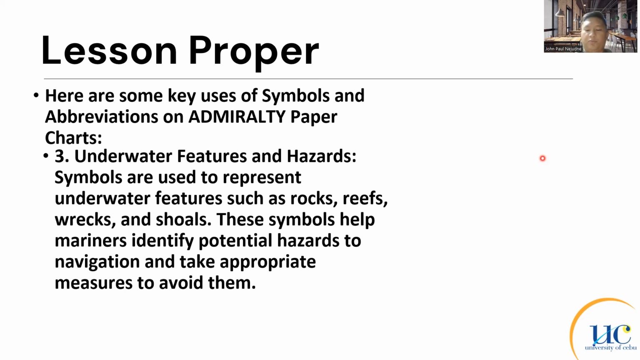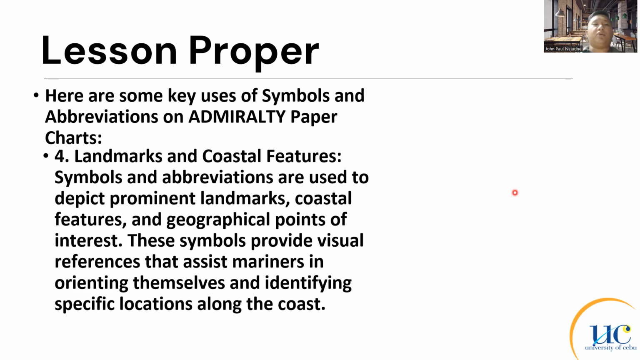Okay? So, I hope you will read it again, no? This chart 5011. Okay. For landmarks and coastal features, no? Symbols and abbreviations used to depict prominent landmarks, coastal features, and geographical features. These symbols provide visual references that assist mariners in orienting themselves and identifying the specific locations along the coast. So in this class, coastal features, no? You will see in chart 5011 whether it is a cliff, a marshland, or mangroves in that area. So you'll be able to classify, oh, if you see mangroves here in this place, no?